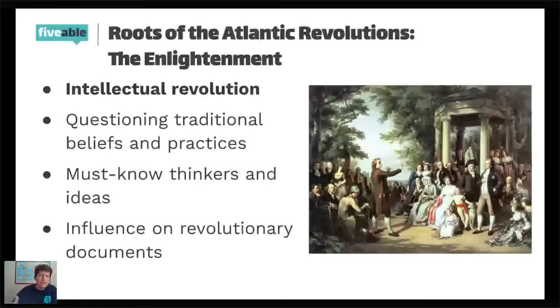And so this intellectual revolution really starts by questioning traditional beliefs and practices, questioning why there is a king, why people have a king, why certain people have rights and certain people don't. Really starting to question, is that the best way of government? What is the best way to govern? Where does the power of government come from? Those are the types of questions that these Enlightenment thinkers begin to ask, and they're not brand new.